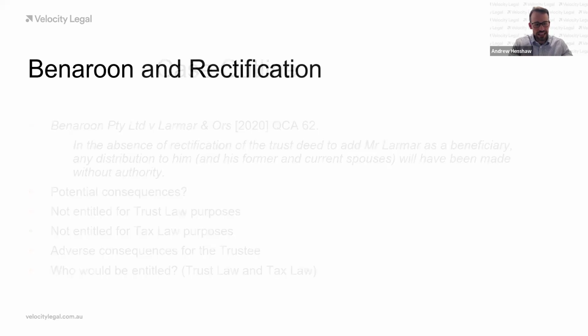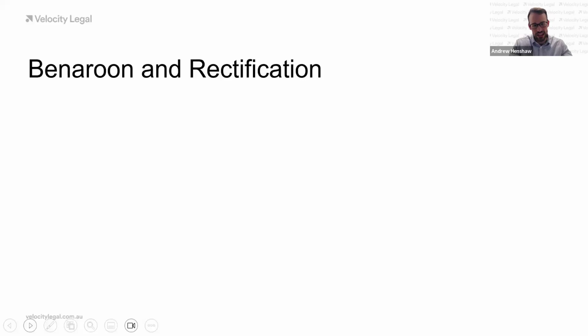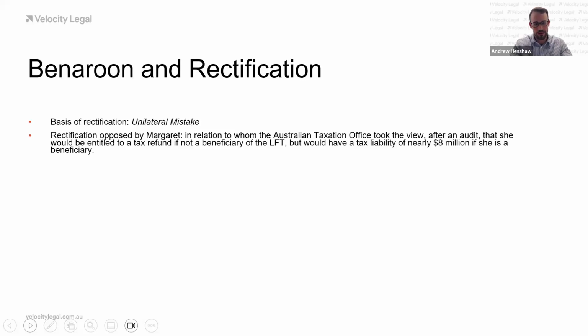So the case goes through what's called rectification for a unilateral mistake. So that's the legal basis here. And the parties to the decision were essentially the trustee and Margaret. And Margaret opposed the rectification on the basis, essentially, I think, for tax reasons, because what it says in the judgment is, well, if Margaret was not a beneficiary, she would be entitled to a refund, but otherwise she would have a tax liability of $8 million.